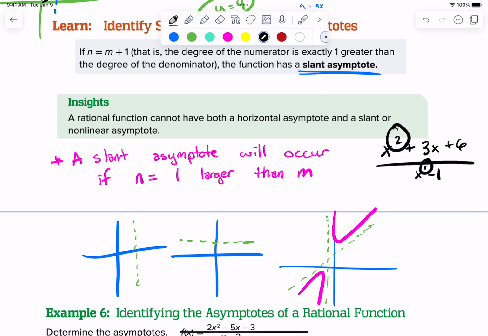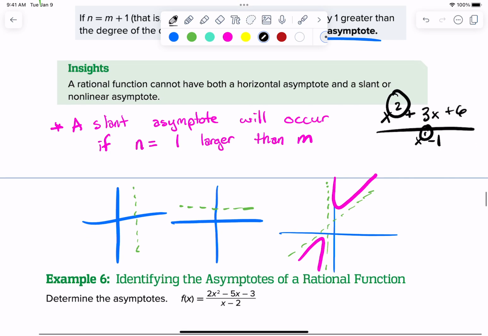Now, when will he not have a slant or a HA? If it's x to the fourth over x squared, right? If it's x to the fourth, n is 4, x squared on the bottom, m is 2, and then they're 2 apart from one another, so you won't have a HA because he'll fall over, or you won't have a slant, right? You'll just have a VA in that case. Got it? Okay, so that's when a slant will occur, and here's how you find the slant.